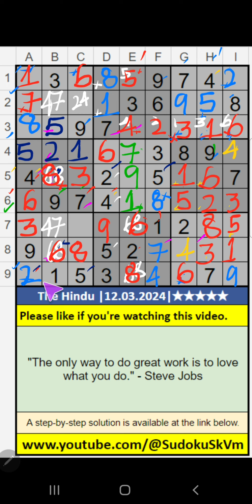Seventh grid, 2 numbers are remaining. 4 and 7. Column C, we have 7. So 7 can't come in the cell. 7 is confirmed here. Then 4 is here. Column C, we have 4. So 4 can't come in the cell. 4 is confirmed here. Then 2 is here.